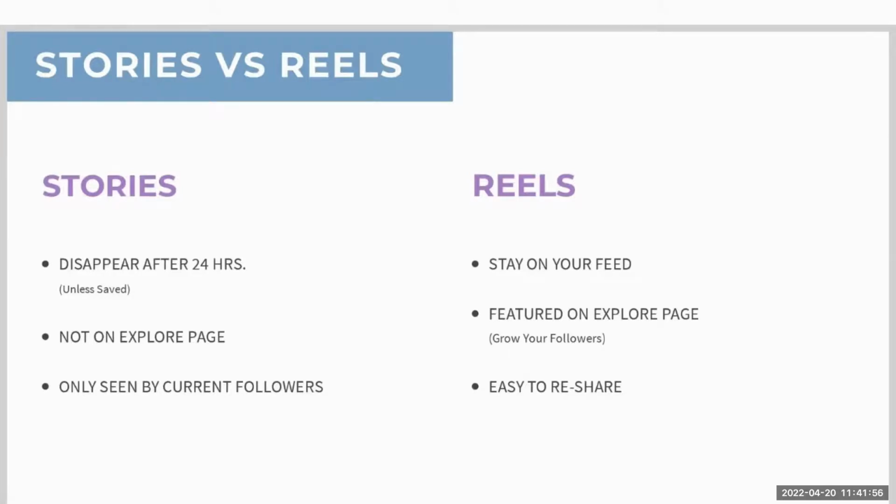Okay, so here's the difference between stories versus reels to answer your questions there. Stories disappear after 24 hours unless you save it. Again, make sure you go in there and save that. One of the most important things you'll do. Reels, they're going to stay on your feed. Stories aren't going to be on the exploring page. Reels will be. So when you're on the app, you can slide through. Again, if you've ever been on TikTok, it is basically like TikTok. Stories are only seen by your followers. Reels are easier to share.